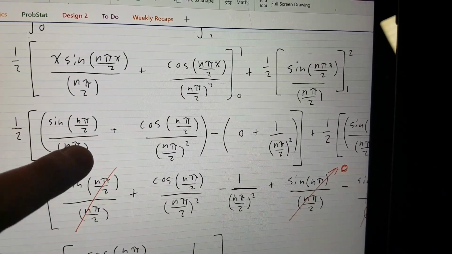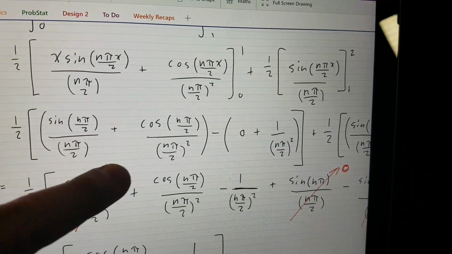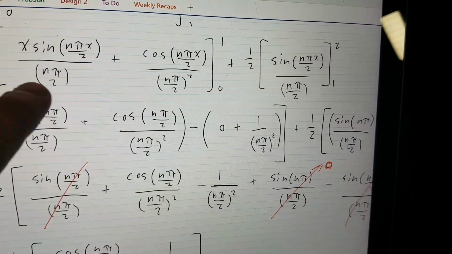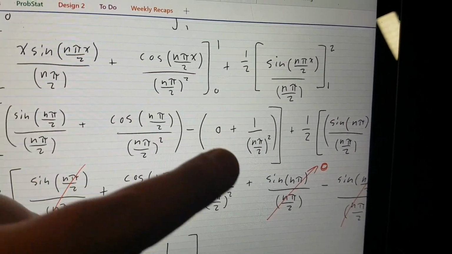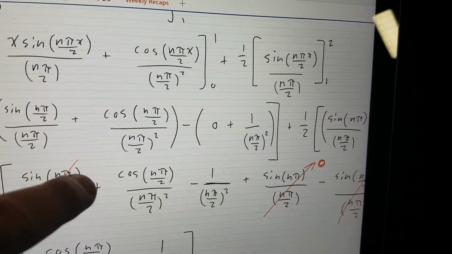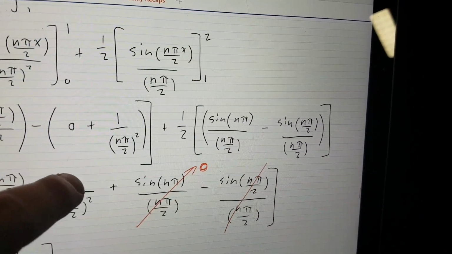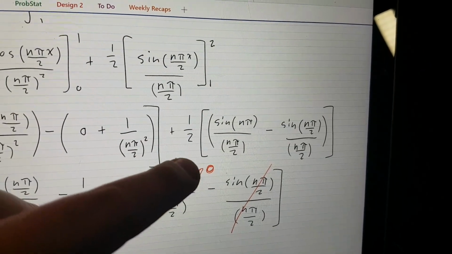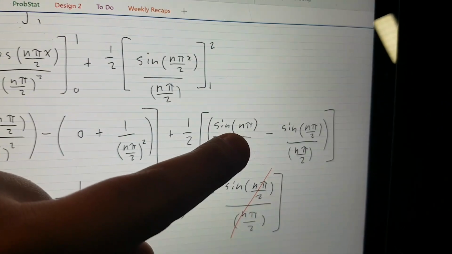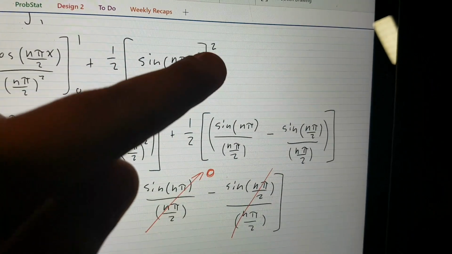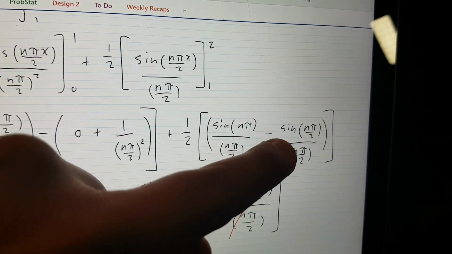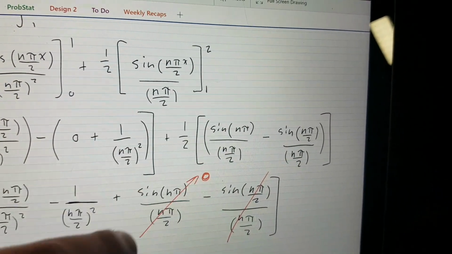At 1, it's just going to be sine n pi over 2 over this, plus cosine n pi over 2 over that. And then at 0, sine of 0, well, that x becomes a 0, so that disappears. And then it's cosine of 0, so that's always going to be 1. And then for this one, I didn't show me doing it from 1 to 2, but that's what I'm doing. So at 2, this one is just going to be sine n pi over this, and then minus sine n pi over 2 because it was 1 here.